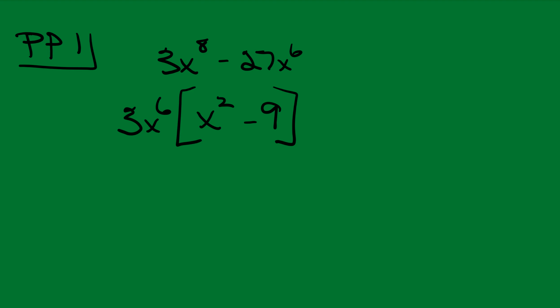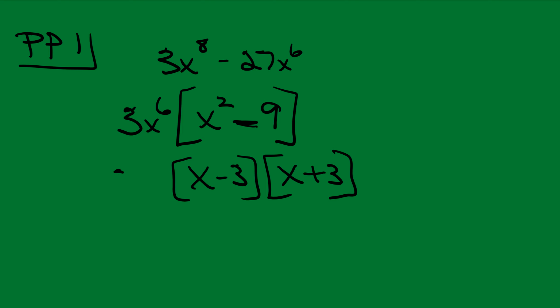But now, sneaky devils that they are, I've got another factorization I can do. Because now if I look at this as the main problem, the x squared minus 9, I can say, oh, that is a difference of 2 squares. X squared is a square, and so is 9 a square number. So I can go ahead and factor that as well, and that would be x minus 3 times x plus 3. And then I'm going to bring down the 3x to the 6th. So this is my final answer here. Okay, practice problem 1.